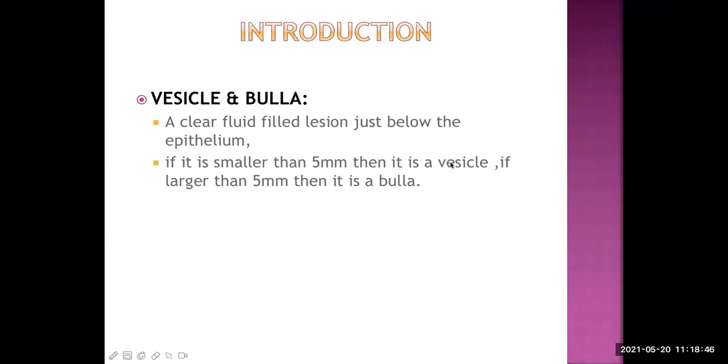If that clear fluid is infected and converted into pus, we call that a pustule. If the size is more than 5 millimeter, now we call it bulla. But bulla may not have fluid all the time. Bulla may have air inside also. For example, a bulla present in the lung usually has air, but bulla can have fluid as well. So this is the difference.